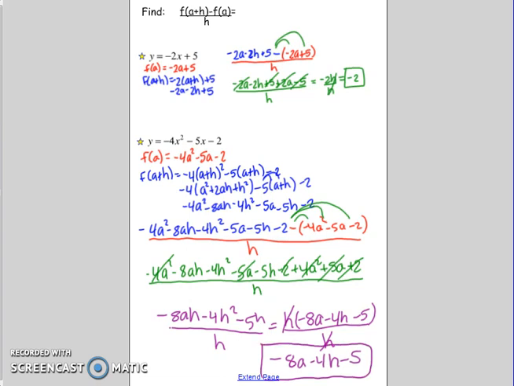Okay, so it seems complicated. You just have to keep everything separate. You do f of a, you do f of a plus h, and then you're just going to subtract: f of a plus h minus f of a. Combine all your like terms, divided by h. Usually if you have h's in the top, you'll be able to factor them out, cancel them out, and then see what you're left with.